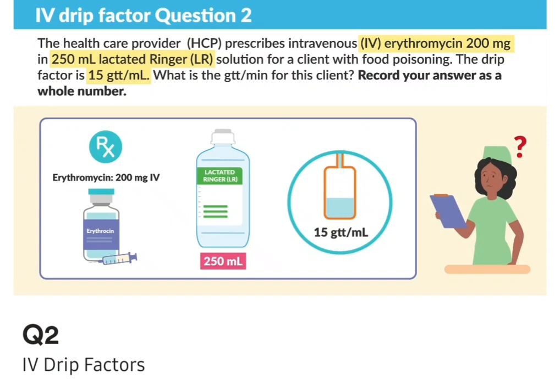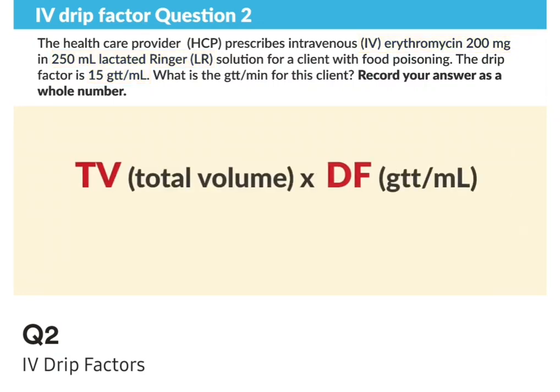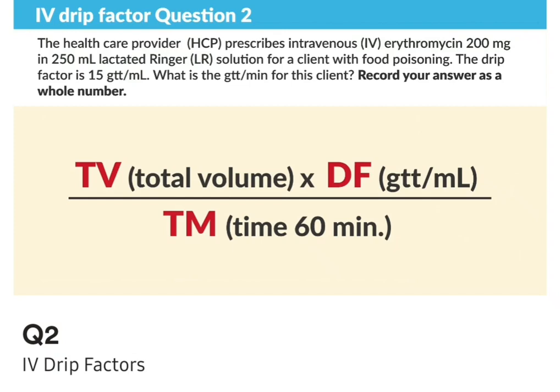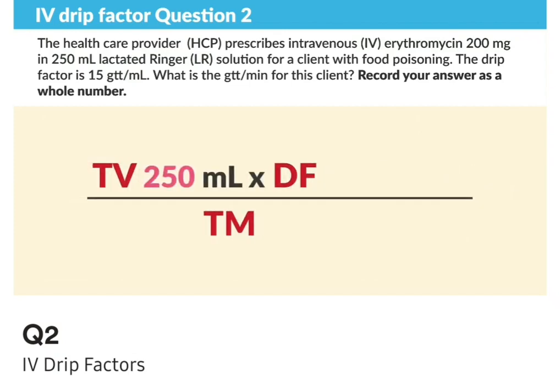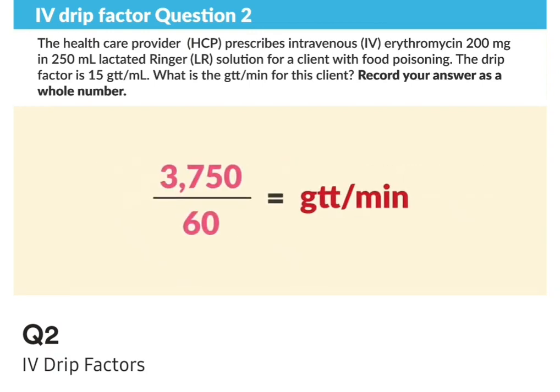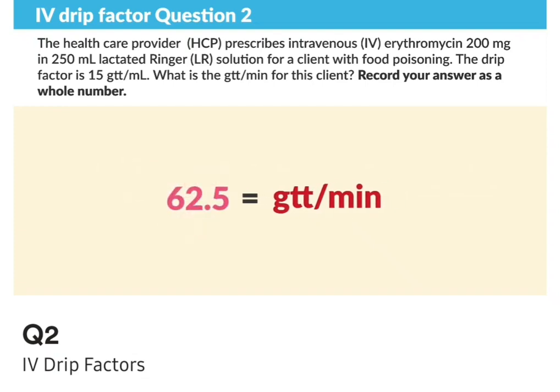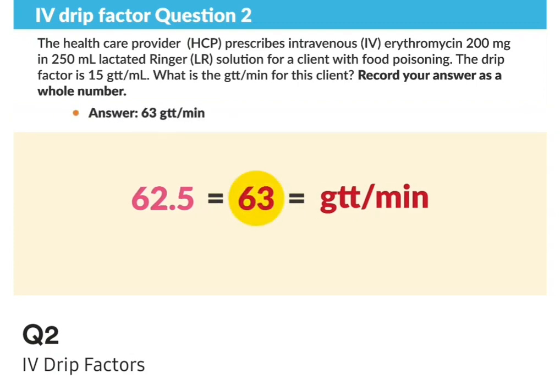So as you do, let's set up the formula here. TV makes you deaf over time. Then we're just simply plugging in our numbers, right? So 250 for total volume, 15 for the drips, and then over 60. Always remember, it's 60 minutes. So we're going to multiply the top row and divide. When we multiply the top row, we get 3750 divided by 60. Now, our grand total is 62.5, but we have to round up because remember, we can't give half of a drop, right? So the answer here is 63 drips or drops per minute.